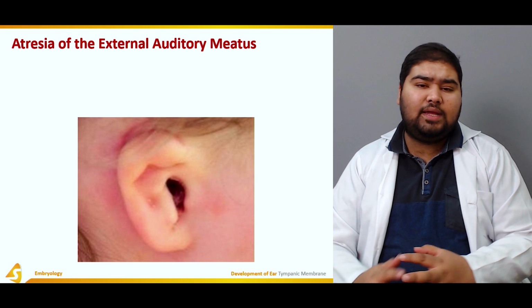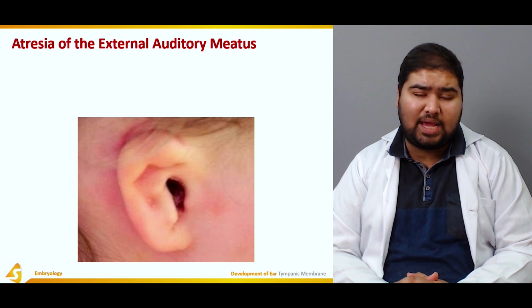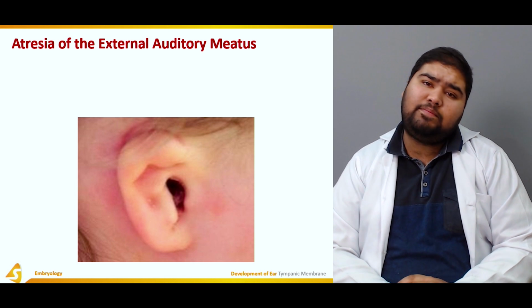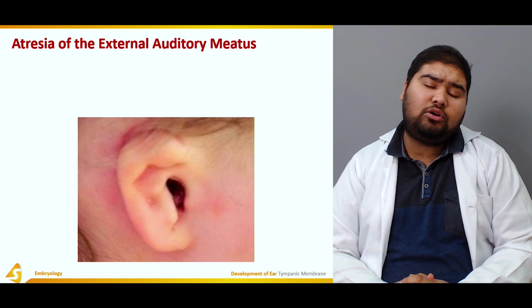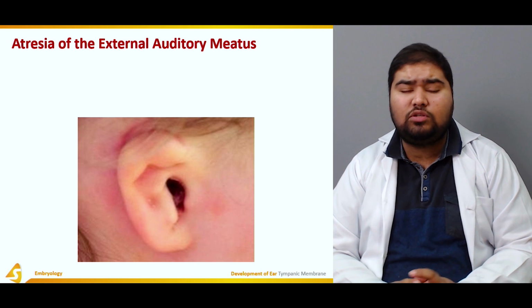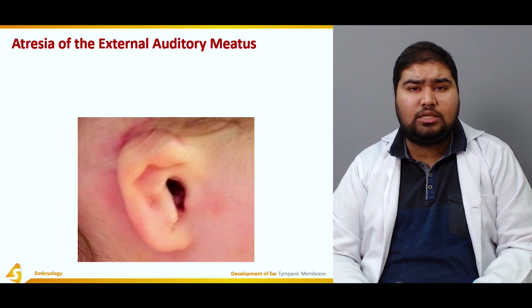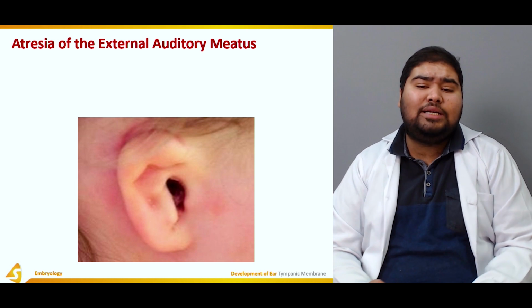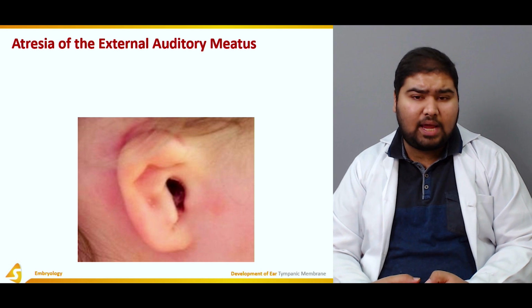So moving on, we can also have atresia of the external auditory meatus. So we talked about the development of the external auditory meatus before. The external auditory meatus develops from the ectoderm of the first cleft. So the ectoderm is responsible for the formation of a solid plug. This solid plug undergoes canalization just before birth to form the external auditory meatus.